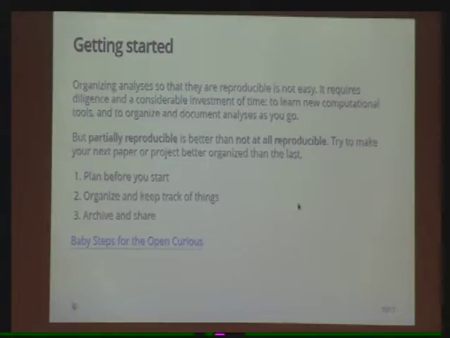So the three major steps: plan before you start, and this applies to anything. I don't need to tell you this. Organize and keep track of things, archive and share. I can point you to a good article called Baby Steps for the Open Curious. Really good place where it tells you things you can do here and there that can increase your open impact, so to speak.